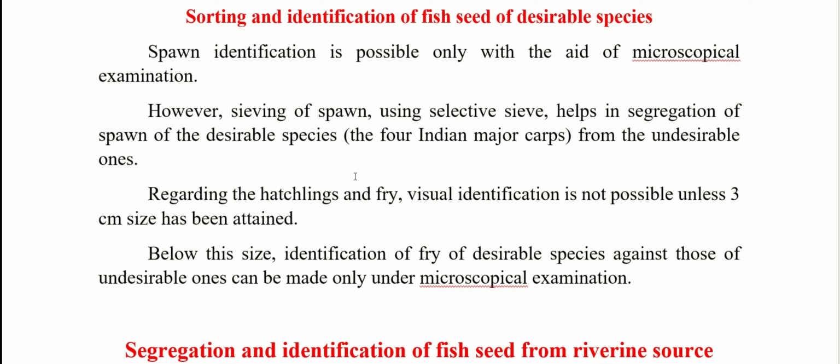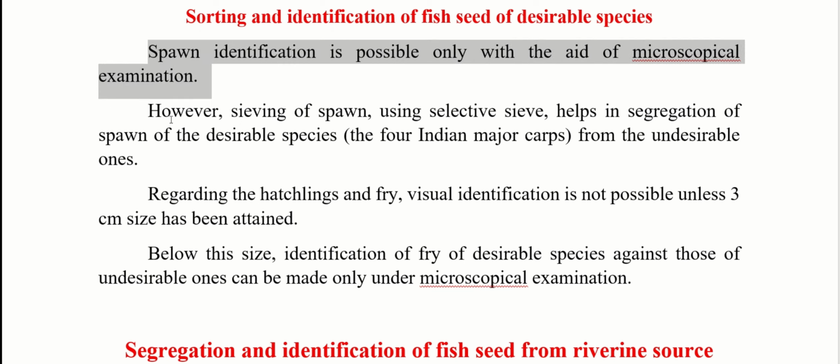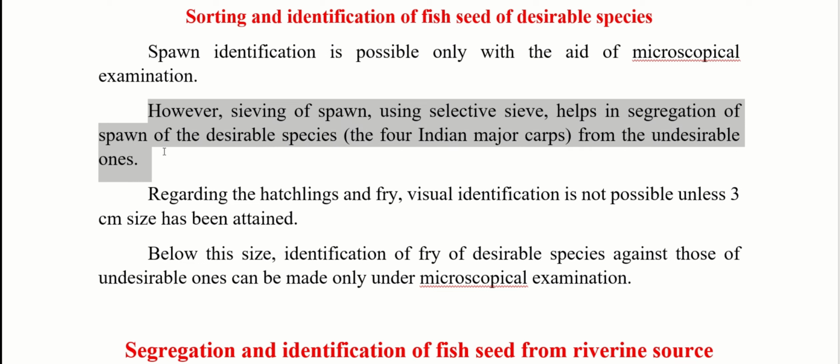So we are going to discuss sorting and identification of fish seed of desirable species. Spawn identification is possible only with the aid of microscopic examination. However, sieving of spawn using a selective sieve helps in segregation of spawn of the desirable species, that is the four Indian major carps, from the undesirable ones, because we have to identify the seeds of those species which are culturable, which we have to culture.